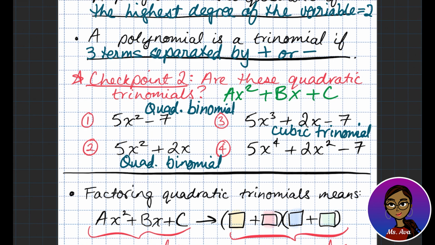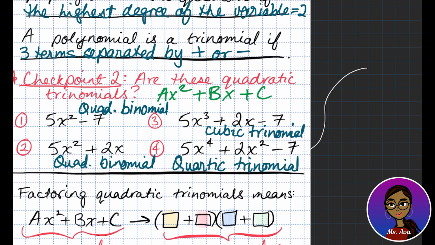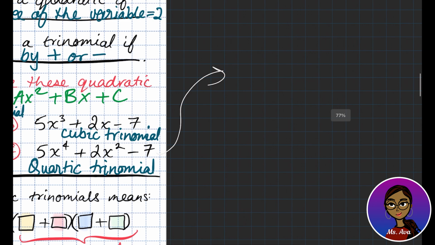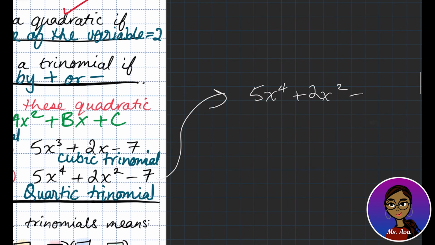And then how about number 4? That one is not going to be a quadratic trinomial? Exactly. Because the highest degree here is what? The 4? Yes, this is called a quartic trinomial. But the thing is, this one, we can actually put it into the format of a quadratic trinomial. So let me just show you that on the side. So it's 5x to the fourth plus 2x squared minus 7 right now.